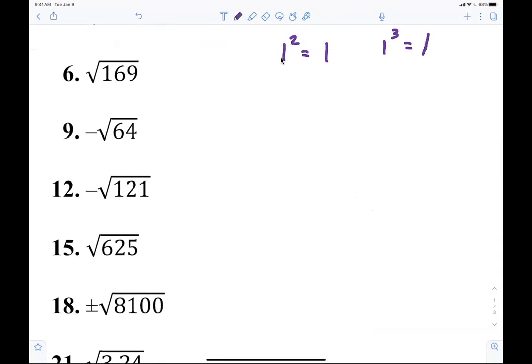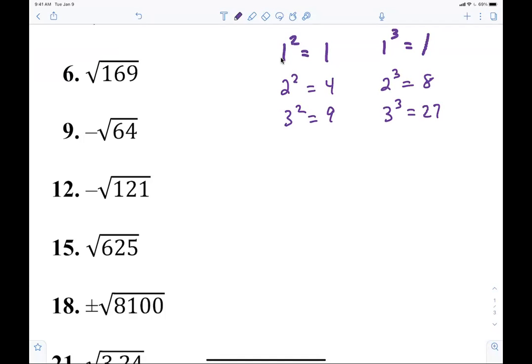All right, let's see how many you know. 2 squared is not a big deal. 2 squared is 4, and 2 cubed is what? 8. Everybody happy with that? All right, then 3 squared, everybody knows is 9, and then 3 cubed is what? 27. Right, it's 27.